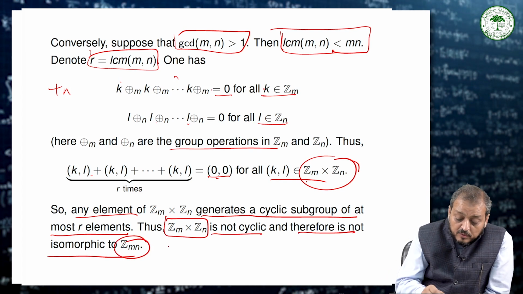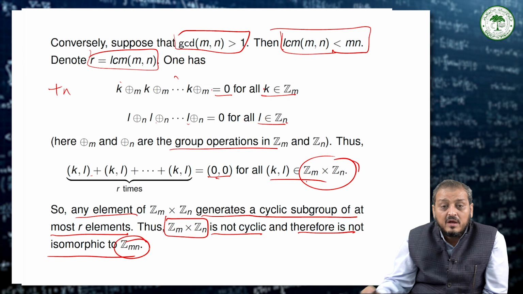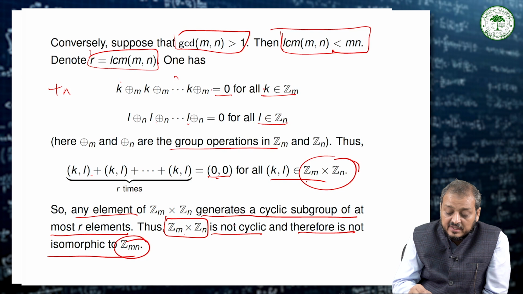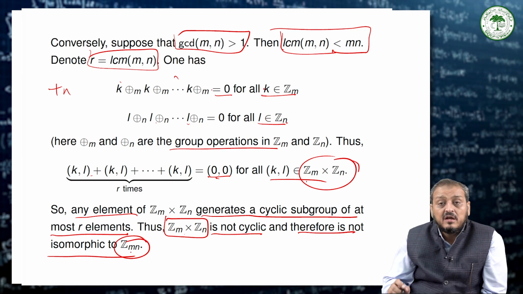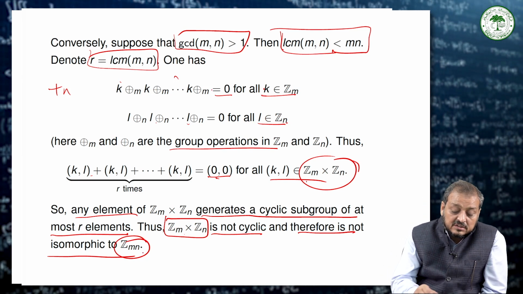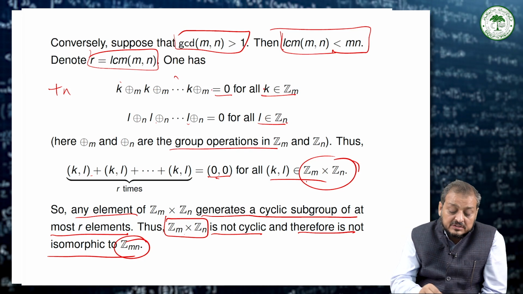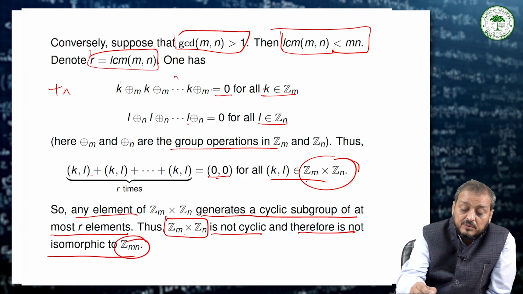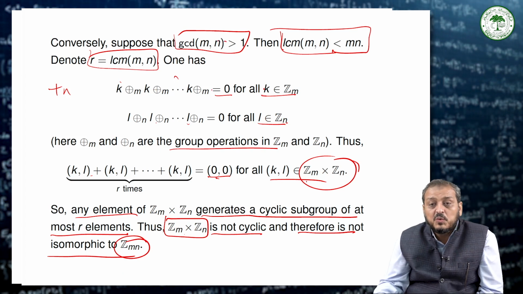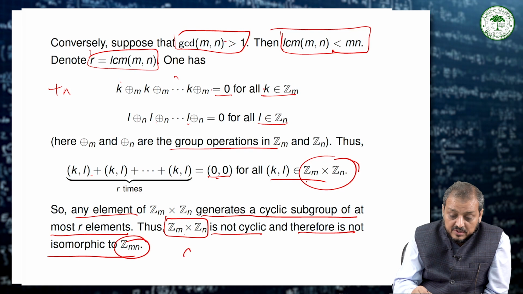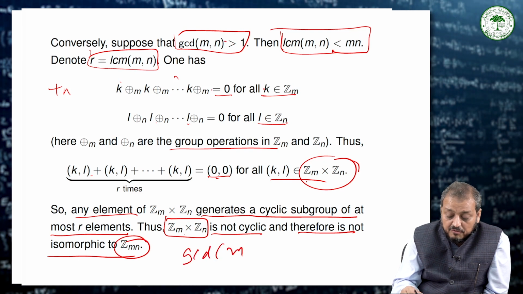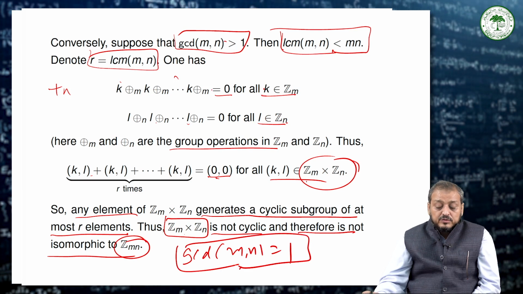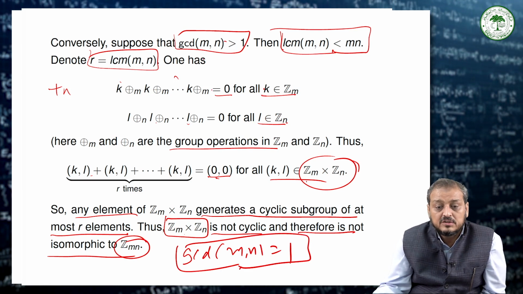But we have the hypothesis that Zm × Zn is isomorphic to Zmn, and this contradicts our hypothesis. If this contradicts our hypothesis, then our supposition that GCD is greater than 1 is wrong. So the only possibility is that GCD(m, n) is equal to 1. This completes the proof of this result.